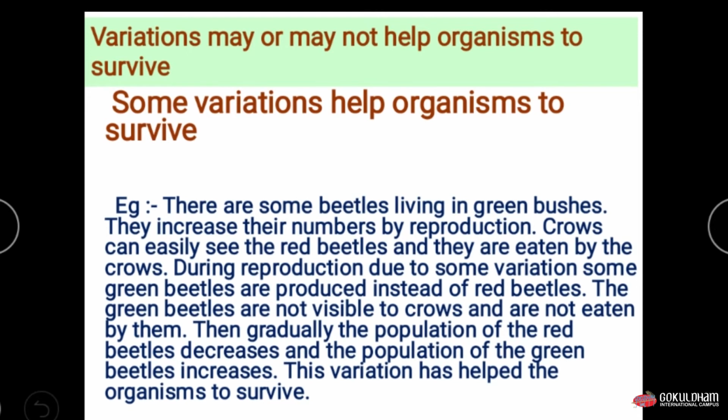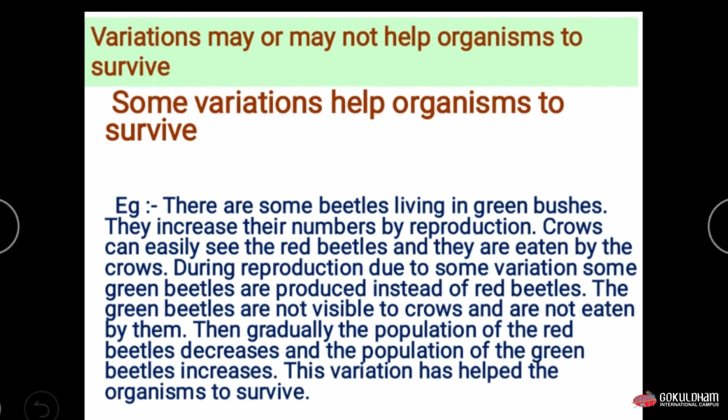For example, consider there are some beetles living on green plants. They increase their number by reproduction, but a crow can easily see the red beetles and eats them. During reproduction, some variation occurs, and green beetles are produced instead of red beetles. The green beetles are not visible to the crow and are not eaten by it.